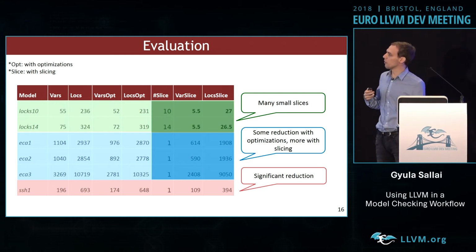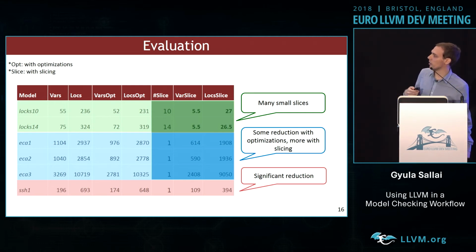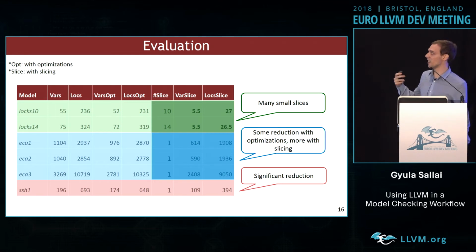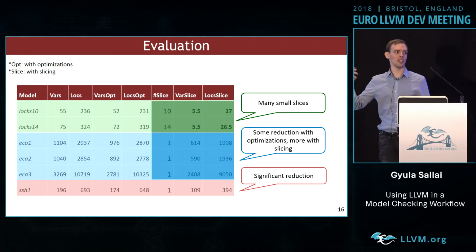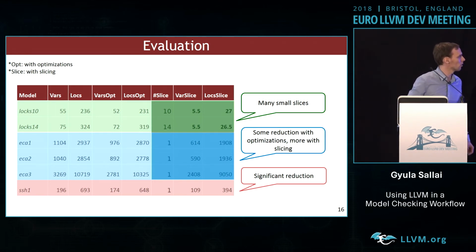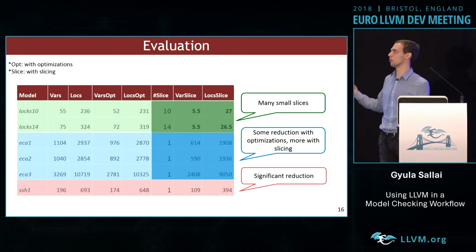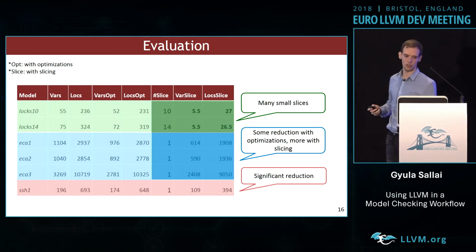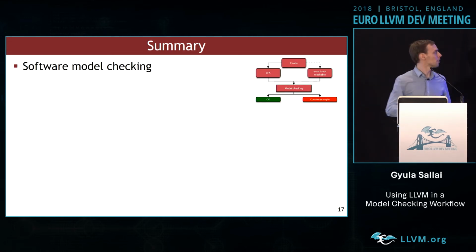Now, for runtimes, what we had is that locks can be verified rather quickly with the verification backend. Sadly, ECA and SSH do not scale that well, so we were not able to obtain practical verification times just yet. So, what did I talk about today?